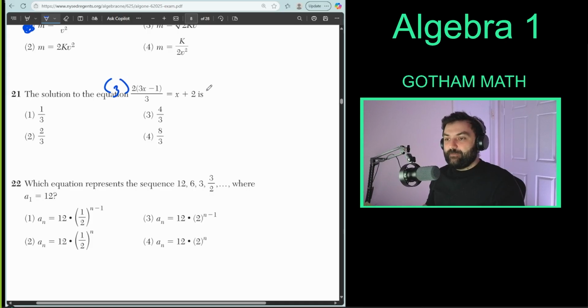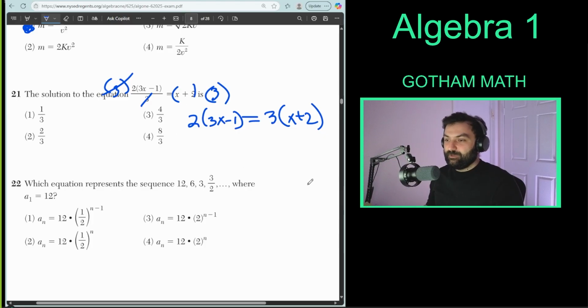Literally, times 3 on both sides. This goes away. That stays. I'm not even going to distribute yet. Equals 3 times x plus 2. You see, I'm not even distributing. I'm just doing this. Now I'm going to distribute on both sides.